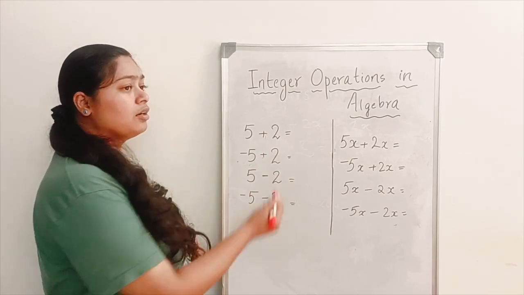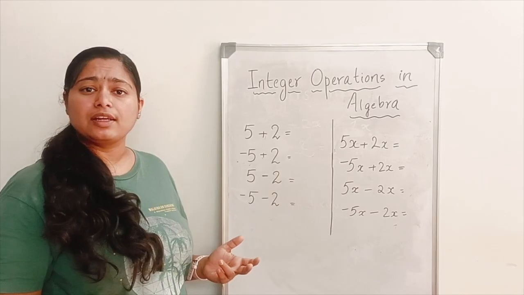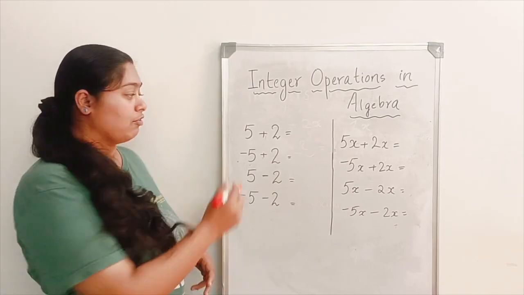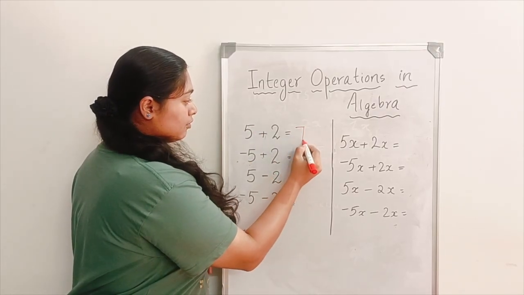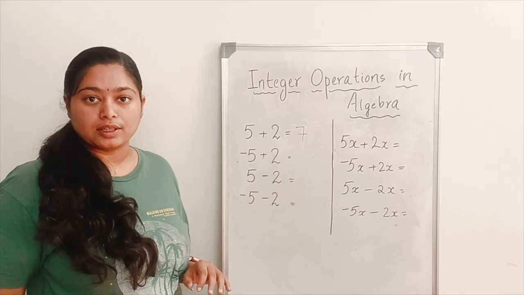To start with, the very first question is 5 plus 2, which is the very normal usual thing that you might have done in younger grades. 5 plus 2 is nothing but 7, which is very easy. We don't have any doubt over there.